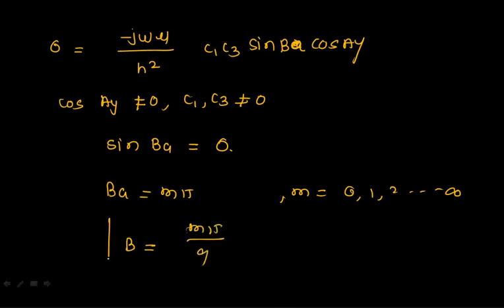Now I have got a, I have got b. I can put all these values in my equation to analyze that equation. So finally, I can write my Hz is equal to C1 C3 cos of bx and cos of ay. Okay. You can write that a will be okay.